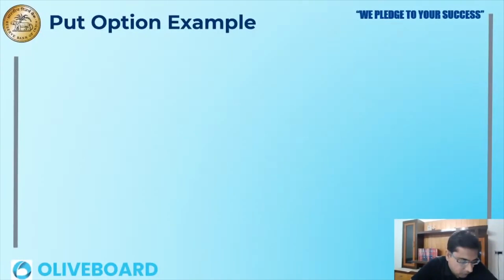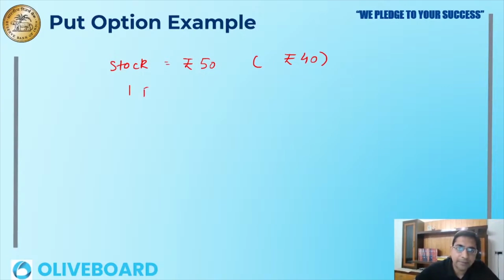Now, the put option. So here, if I have a stock at rupees 50, and I think the stock will go to rupees 40, I am speculating that the price of the stock will go down. So I buy a put option at rupees 45. I buy a put option at 45, right?